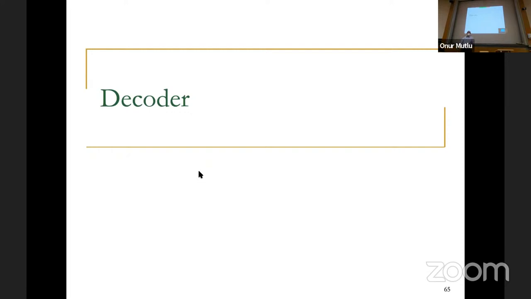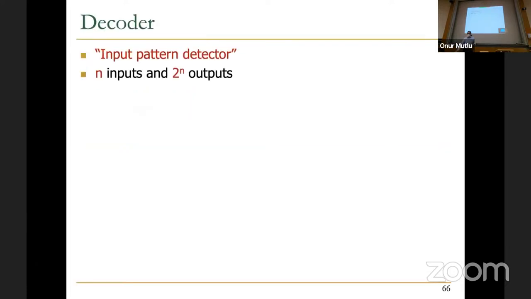So a decoder does what it says. It decodes, basically. If you have some information, it basically figures out what the pattern in that information is. That's what a decoder is, essentially. You can also think of this as an input pattern detector. We're going to look at a very specific type of decoder, but you can build very sophisticated decoders based on the specific type of decoder that we will discuss.